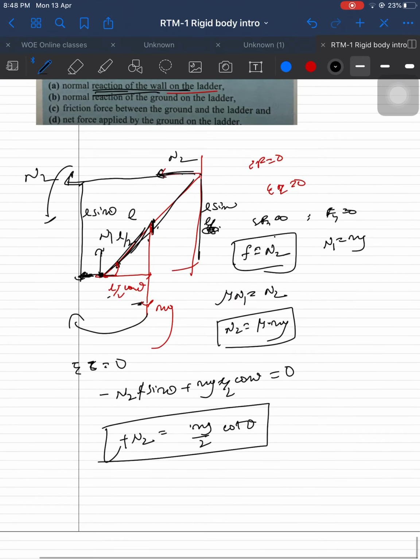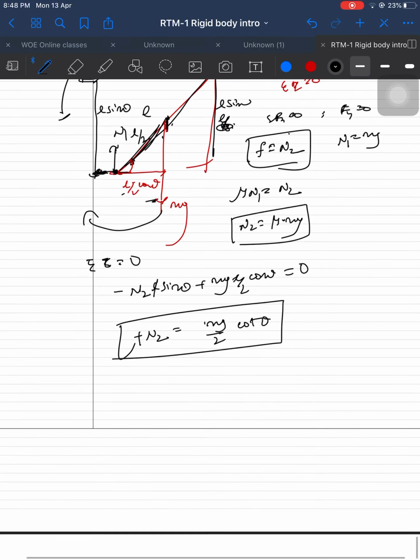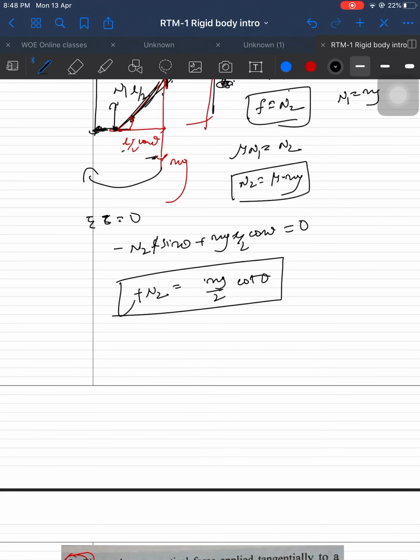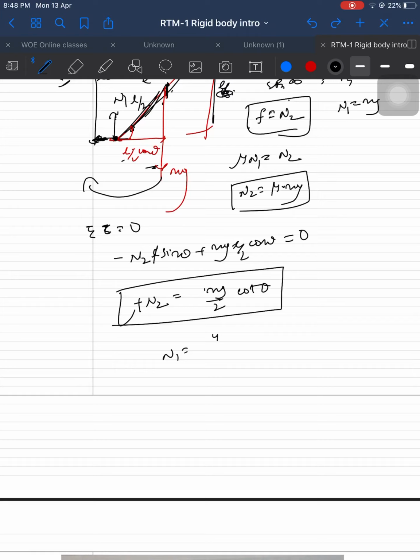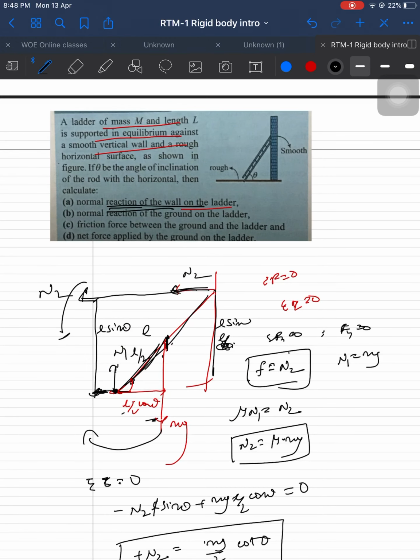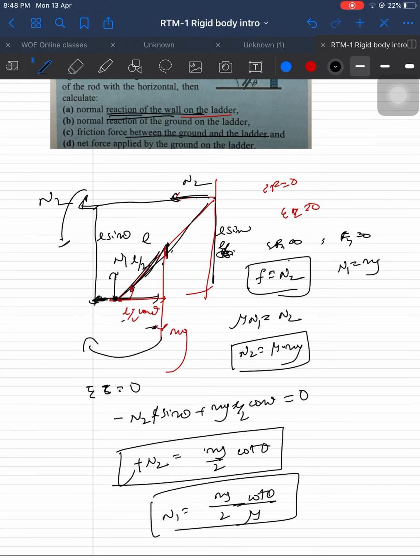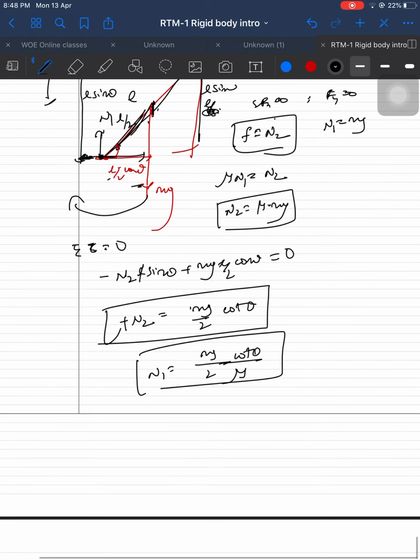N2 is equal to mg by 2 cot theta. If you get N2, you can get N1. N1 is equal to N2 by mu, which is mg by 2 cot theta by mu. This is N1. The normal reaction is done. Next, the friction force on the ground and the ladder, and the net force applied on the ladder by the ground. Get the friction value, mu into N1.